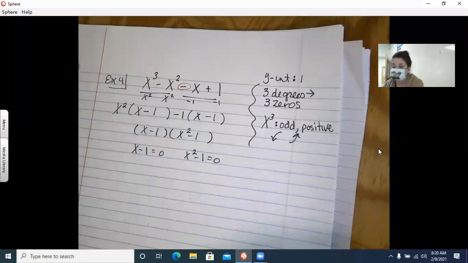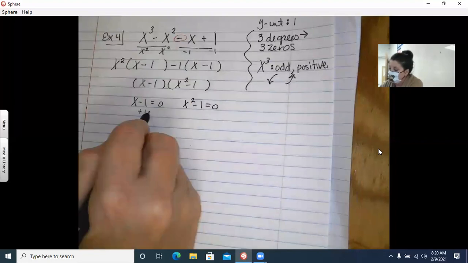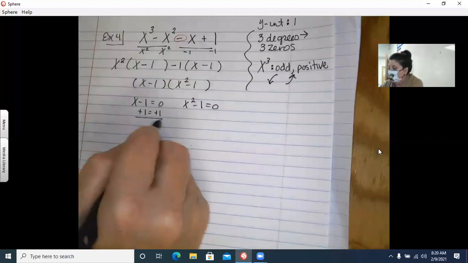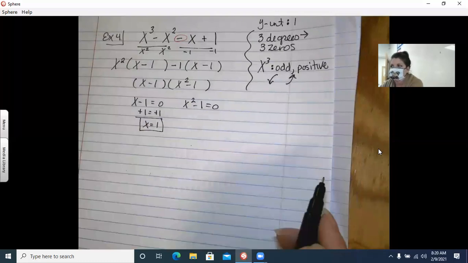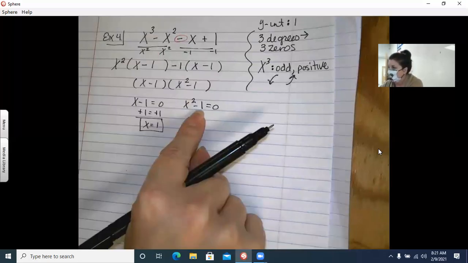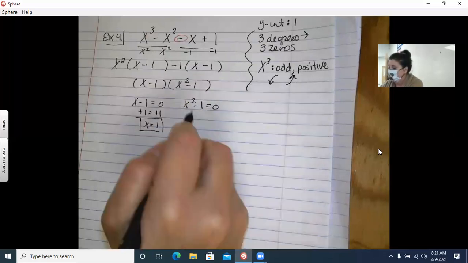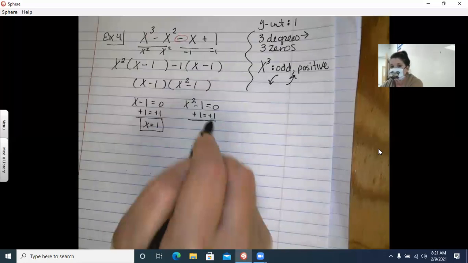and solve for x. For x minus 1 equals 0, I'll add 1 to both sides. X equals 1. There's one solution. How many should we have total? 3, because there's 3 degrees, right? How many am I going to get from x squared minus 1? 2. So I'm going to add 1 to both sides. X squared equals 1. Now what?